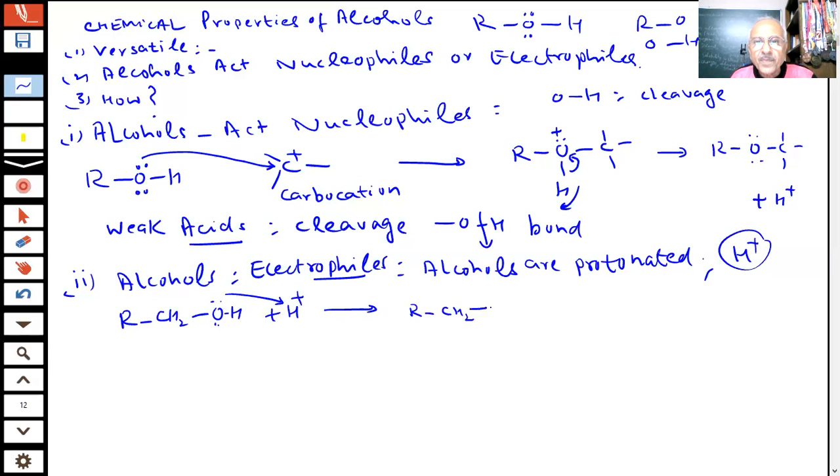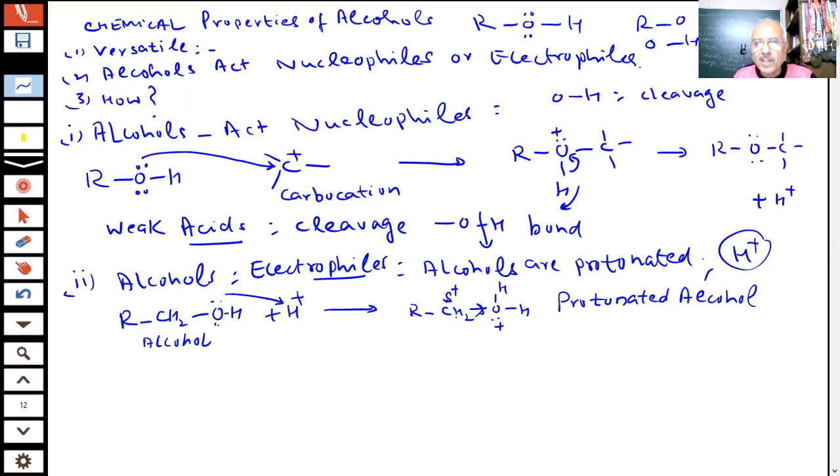RCH2 oxygen H comes here, and then this oxygen gets a positive charge. What will you call this? This is a protonated alcohol. Proton has been added to the oxygen, as you can see. Now the oxygen is positive. It will attract the electrons towards itself, student. And this carbon will become positive.